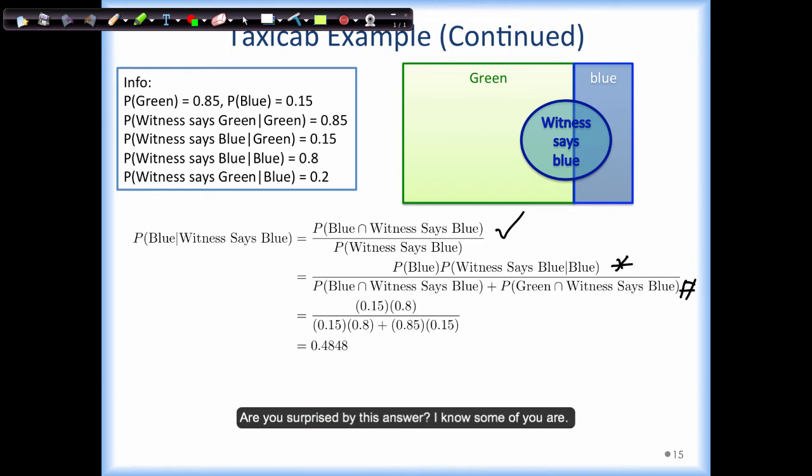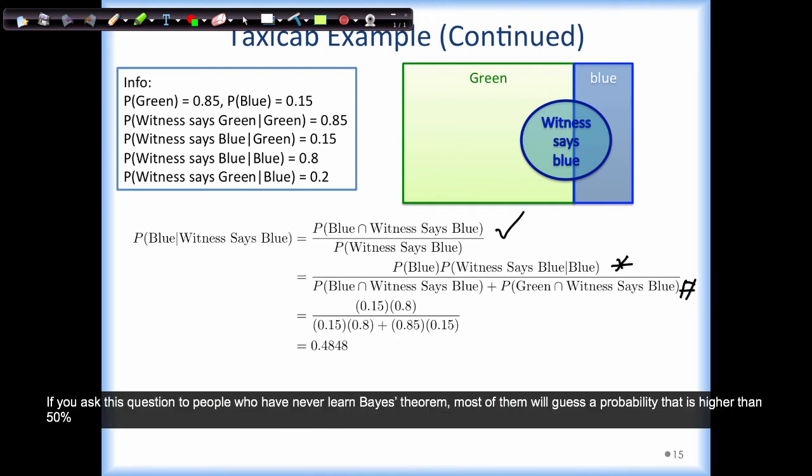Are you surprised by the answer? I know some of you are. If you ask this question to people who have never learned Bayes' theorem, most of them will guess a probability that is higher than 50%. The main reason why this probability is so small is because there are much more green cabs in the city than blue cabs in the city.